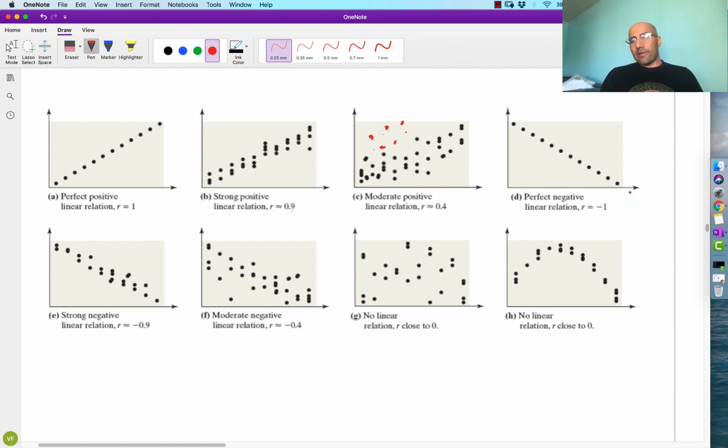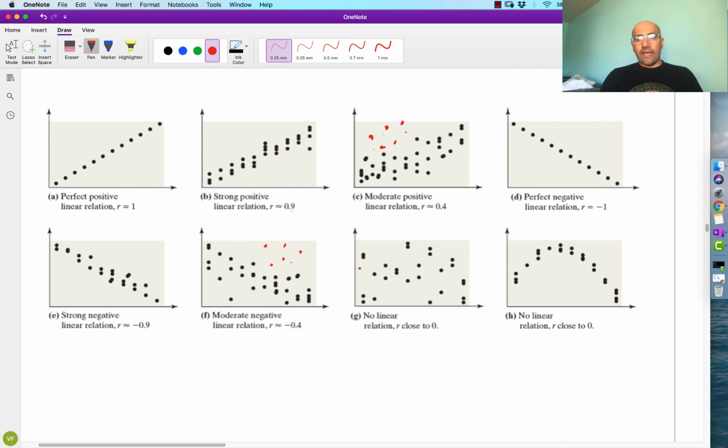Here we have a perfect straight line with a negative slope, so this generates an R value of negative 1. Here it's still negative, but a little bit more chaotic, but there's still very strong evidence that it has a negative linear relationship. So R is negative 0.9. A little bit more chaotic. We're just a few more points from being convinced that this is random chaos, so this generates a negative 0.4.